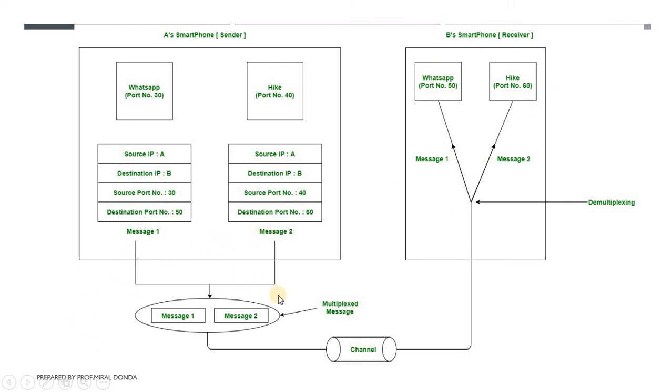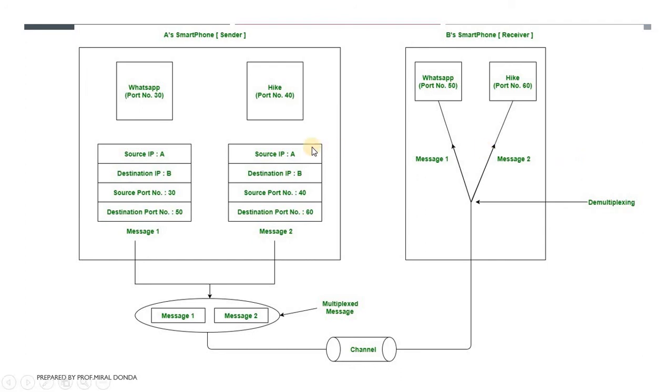When the message is converted into chunks, that information is also written on the message. So here at the receiver side, on message 1 the port number is 50 and on message 2 the port number is 60. Based on that port number, the message is received at the particular app. So that is done with demultiplexing.